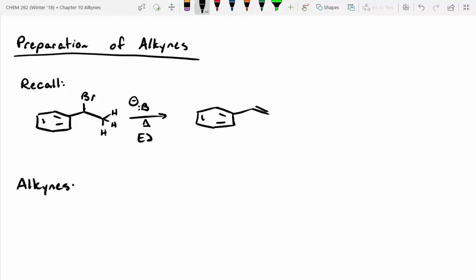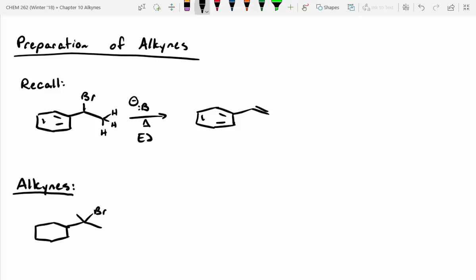What do you think we would do if we wanted to make the same molecule, but instead of a double bond coming off the end, we want a triple bond? Does anybody have an idea? What if we just do it twice? What if we have two halogens and do two E2s, right? So let's take a look at what that might look like.